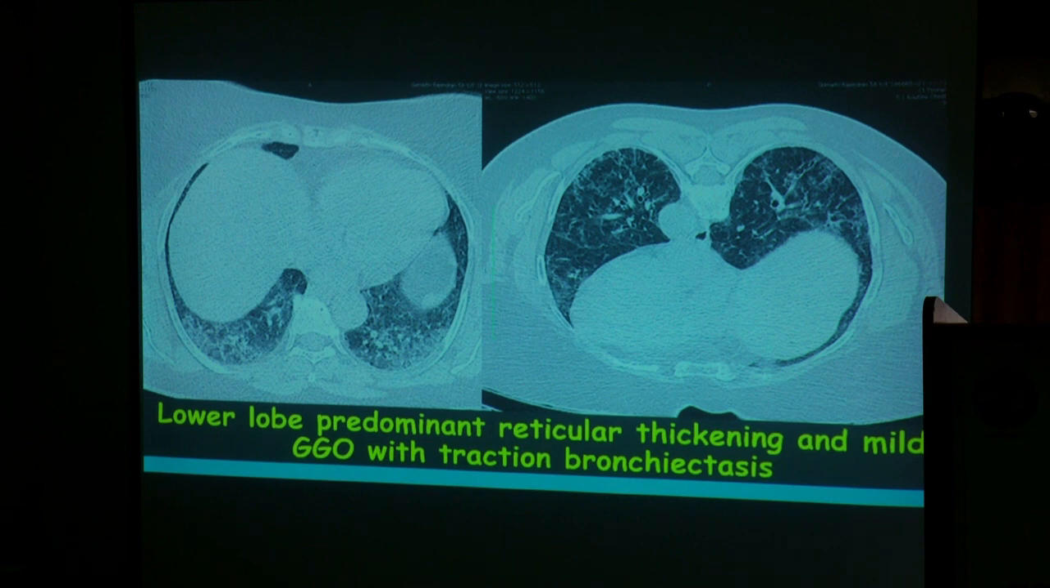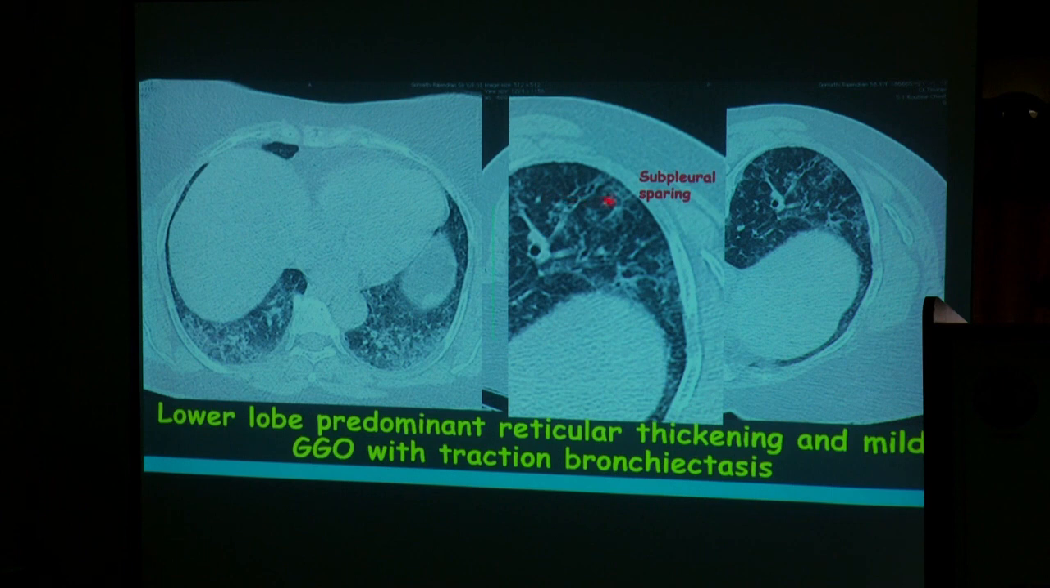Why not a probable UIP pattern? Honeycombing is not there; reticulation is there, and mild traction bronchiectasis is there. It is basal and subpleural in location. Why is it not a probable UIP? As I mentioned earlier, you can see a clear subpleural sparing in this case. So this is a clue for NSIP pattern.